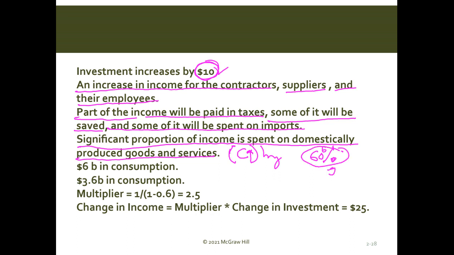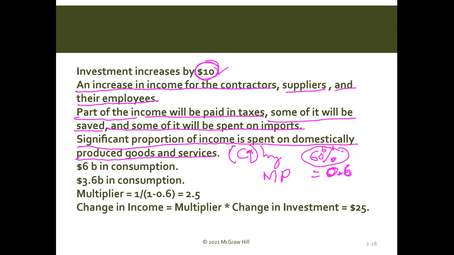So this 0.6 has a specific name. This is called MPC, that is marginal propensity to consume. By marginal propensity to consume, I mean if you receive $1 additional income, out of that $1, how much you are going to spend on consumption. So 0.6 means 60 cents. So for every dollar, you are going to spend 60 cents. This is the meaning of MPC.